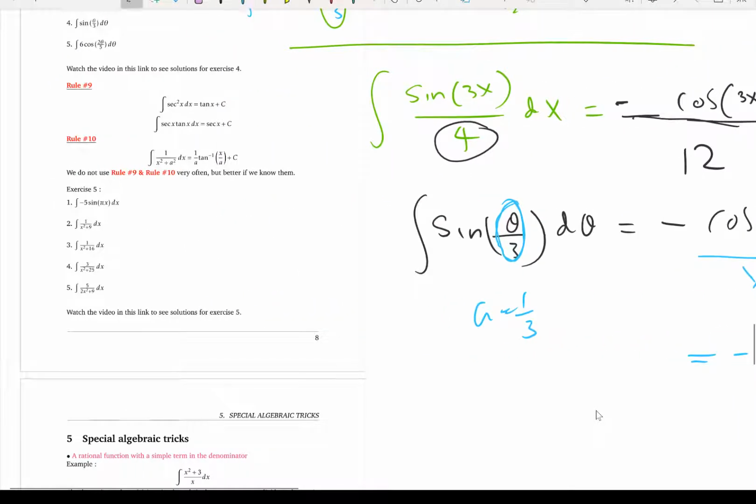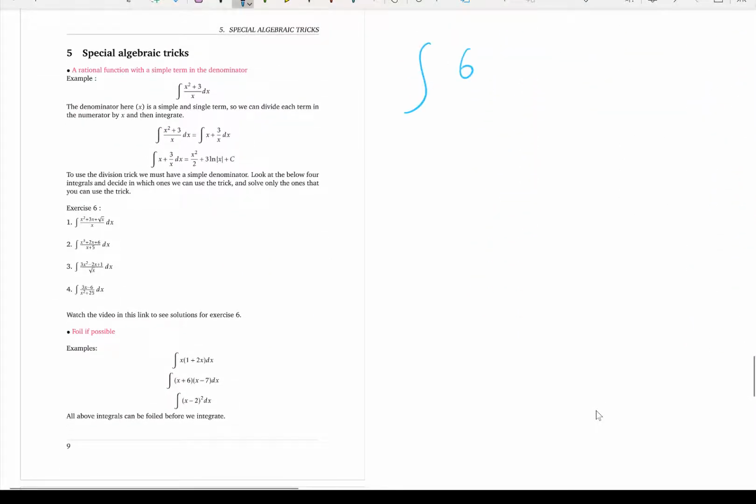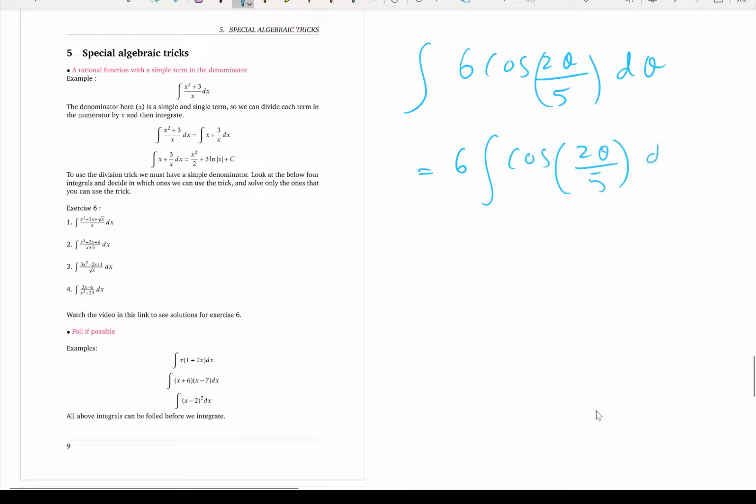Let's do the last problem. 6 cosine 2 theta over 5. Integrate 6 cosine 2 theta over 5 with respect to theta. So we can take 6 out and integrate cosine 2 theta over 5 with respect to theta. So 6, if you integrate cosine, it's sine 2 theta over 5. And what is a? A is 2 over 5, right? So you divide by 2 over 5. Let's just do it slowly.